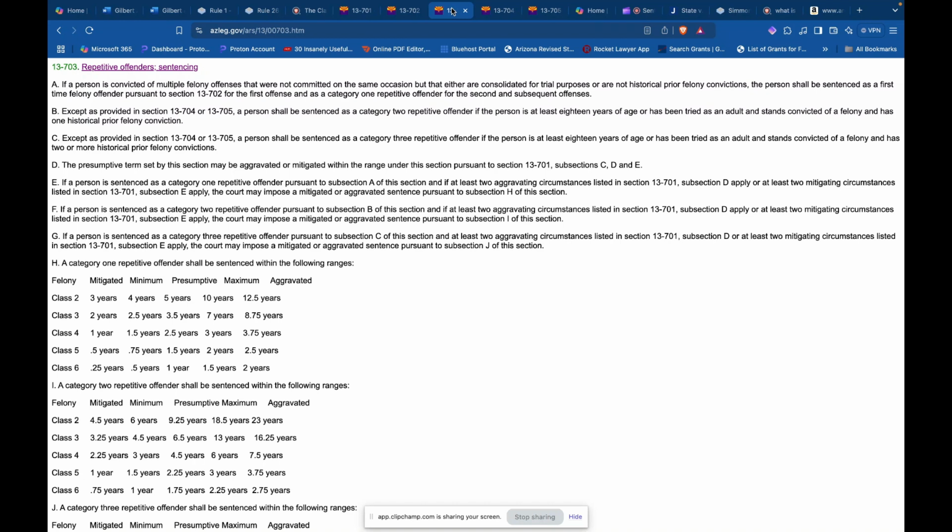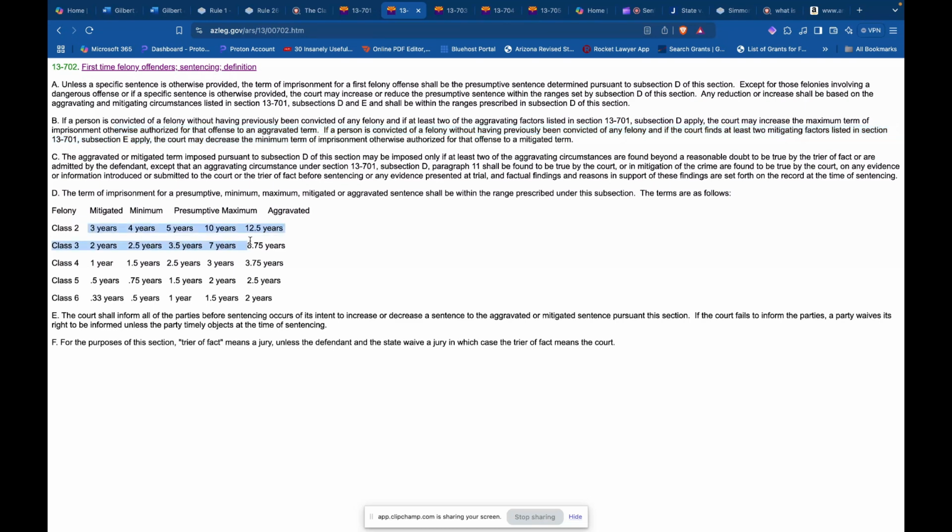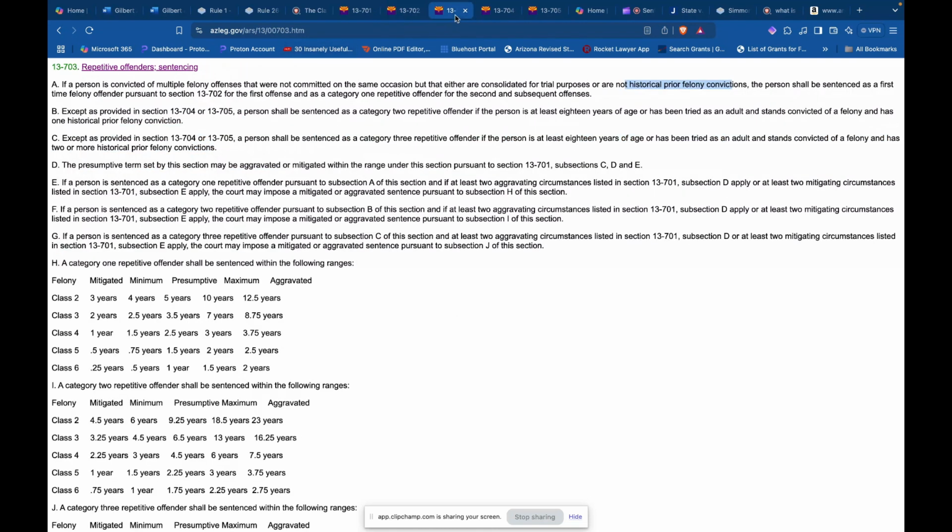We are going to talk about repetitive offenders and how the law should be applied here and should be fixed. So if a person is convicted of multiple felony offenses that were not committed on the same occasion, but that are consolidated for trial purposes and are not prior felony convictions, the person shall be sentenced as a first-time felony offender pursuant to 702. So again, this person has to be within this bracket, even as a first-time felony offender, even if they have multiple felony offenses. So the first offense and category 1 offender, okay, so that tells you that there.